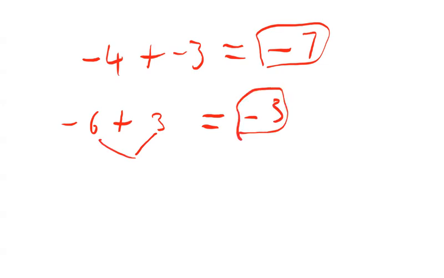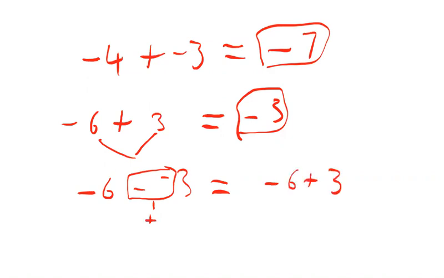Sometimes you can see negative 6 minus negative 3. Remember, every time you see a negative sign and a minus sign, it becomes a positive sign. So this becomes negative 6 plus 3. The signs are different. Keep the sign of the larger number. Find the difference between the numbers.